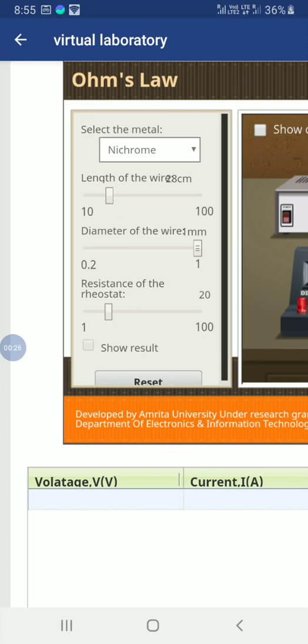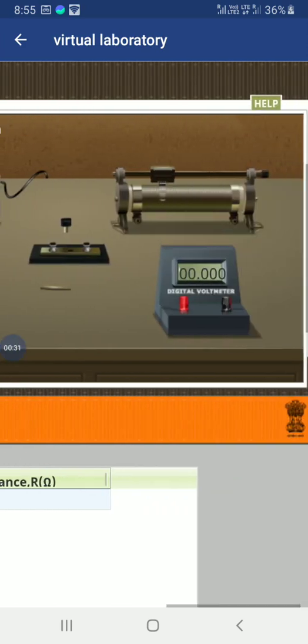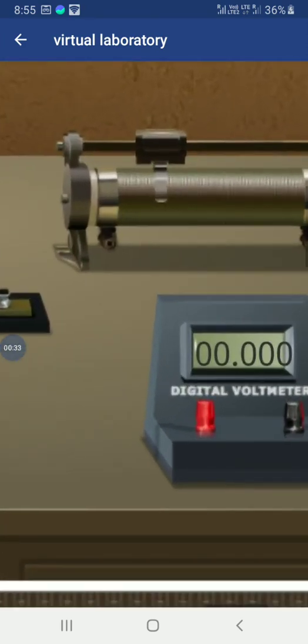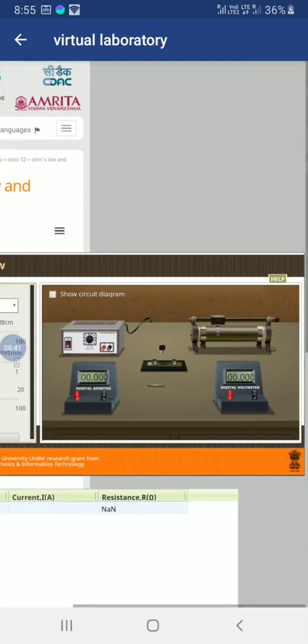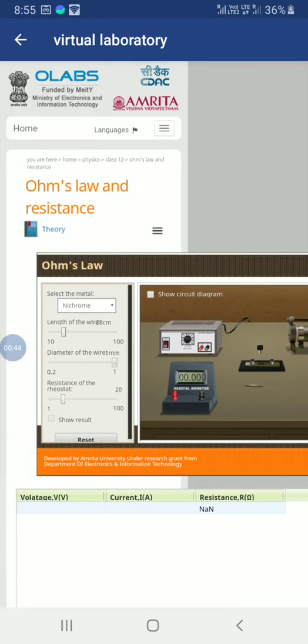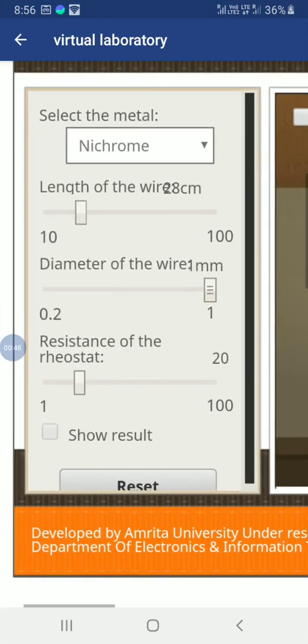And resistance of the rheostat. So rheostat is nothing, this device is called the rheostat. The rheostat can be used to vary the value of resistance in the circuit so that the flow of current will be restricted. That is the aim of the rheostat. So the entire experiment will be done by changing the value of the rheostat.